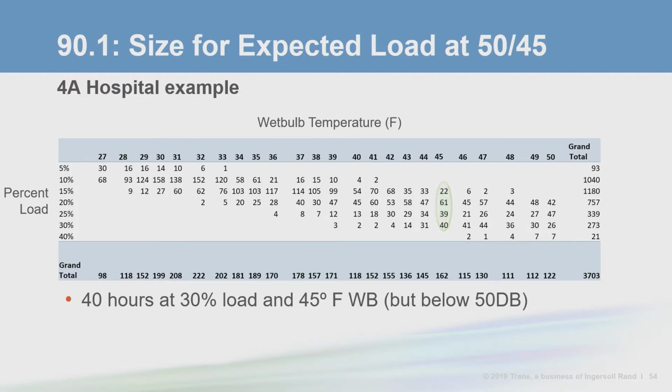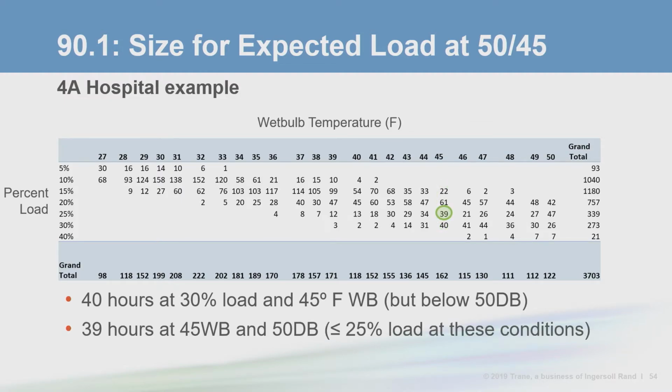The circled cell is the design condition for meeting ASHRAE 90.1, the expected load at 50 dry bulb and 45 wet bulb temperature. I found that all of the 30% load hours occurred when it was warmer than 50 dry bulb. So that's how you might figure out the expected load at 50 dry bulb and 45 wet bulb. In this case, we're looking to provide 25% of the design cooling load with a waterside economizer at 50-45.